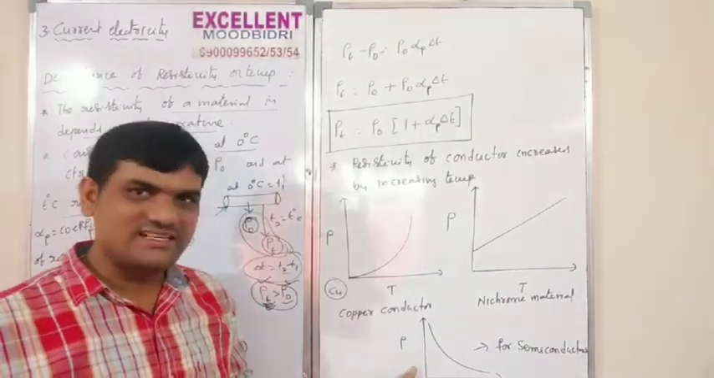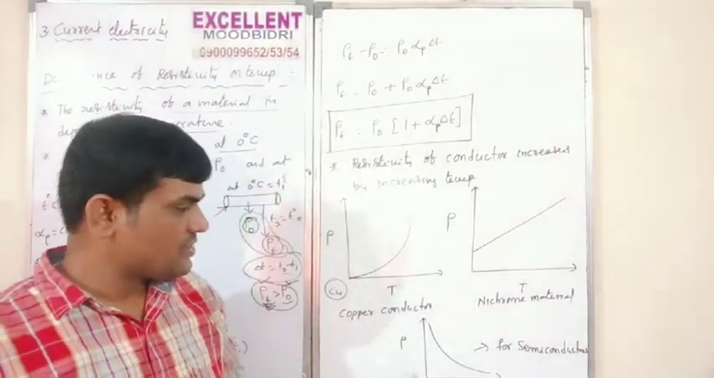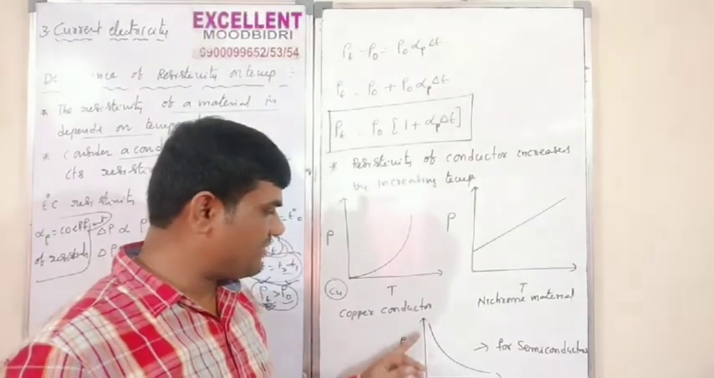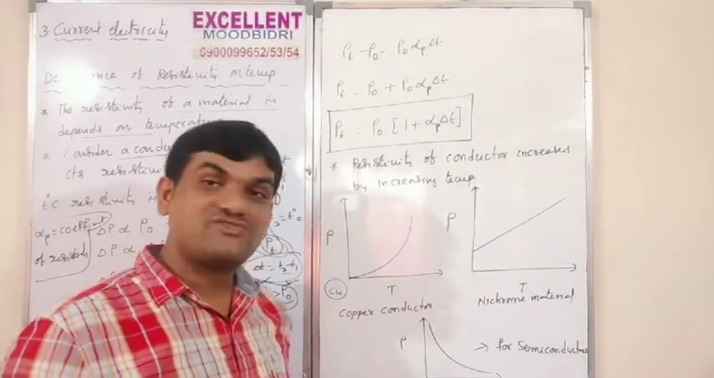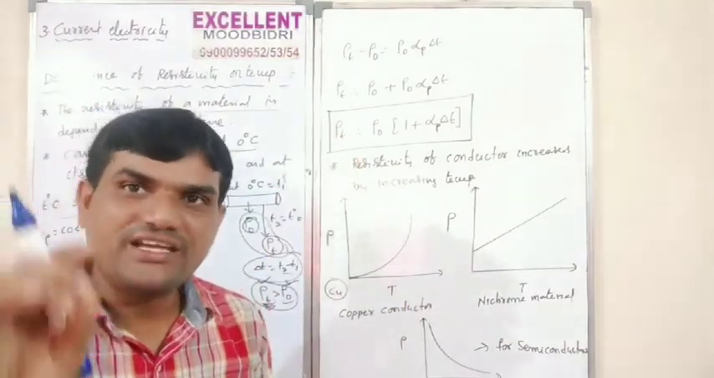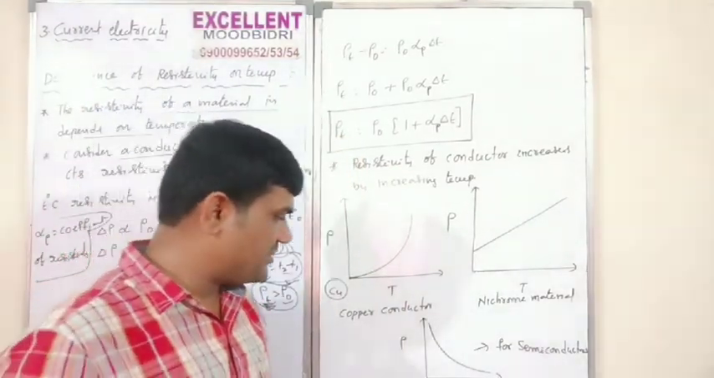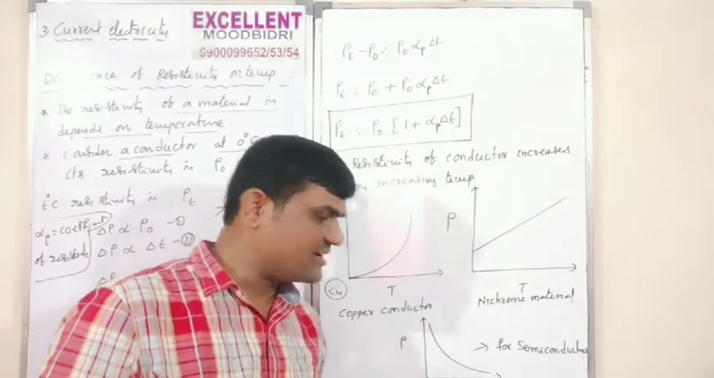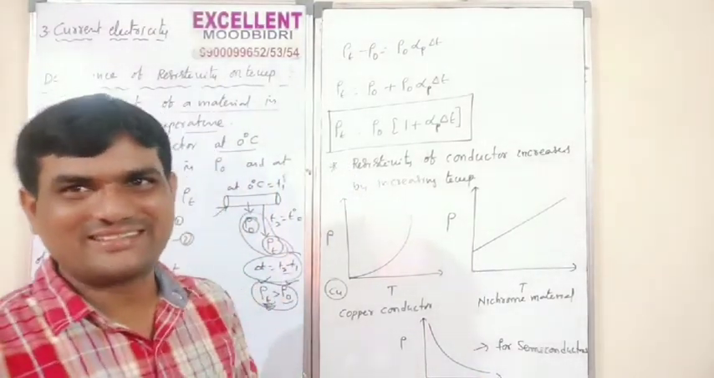Similarly, last one, what is that? For semiconductors, what would happen? The resistivity as well as resistance both decrease by increasing temperature. As temperature increases, resistivity decreases. Right? Okay.